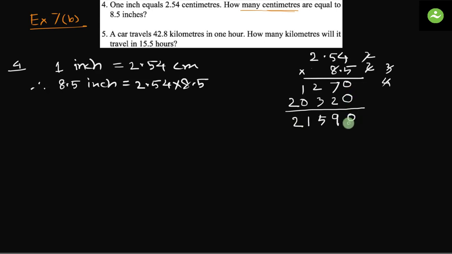Now count. Where do we place the decimal point? We have to count from here. How many digits are there after the decimal point? 2 digits here and 1 digit here. So total 3 digits. We will put 1, 2, 3 digits from the end. So 21.590 equals 21.590 centimeters.